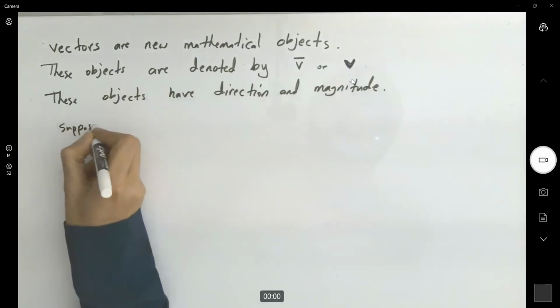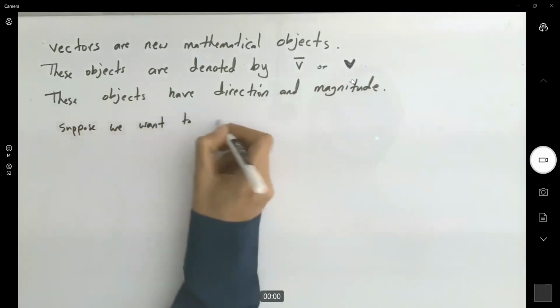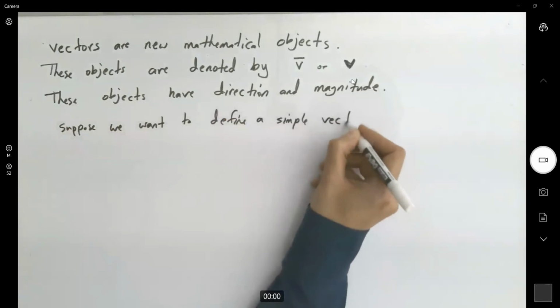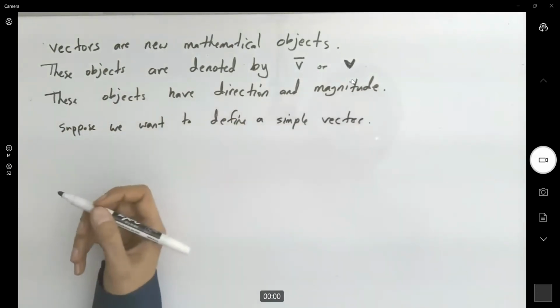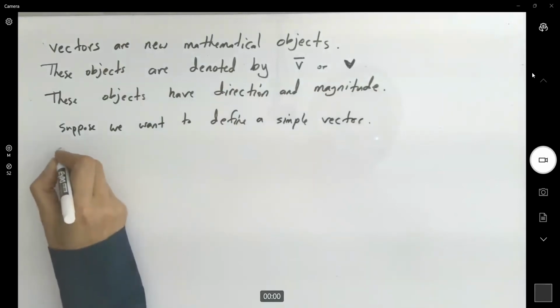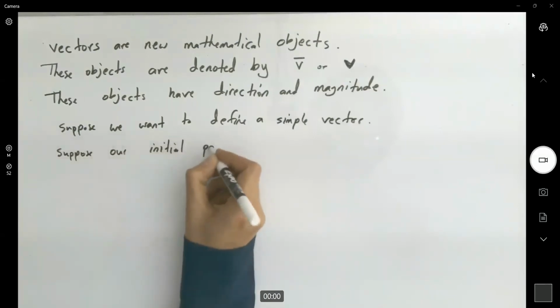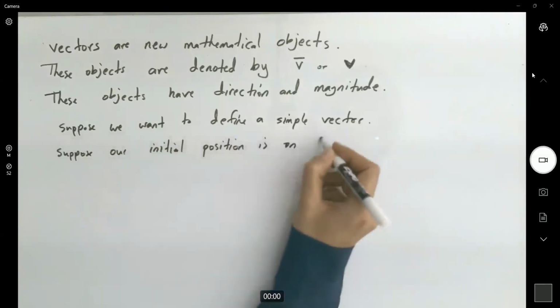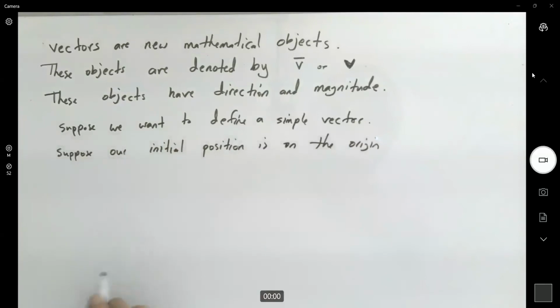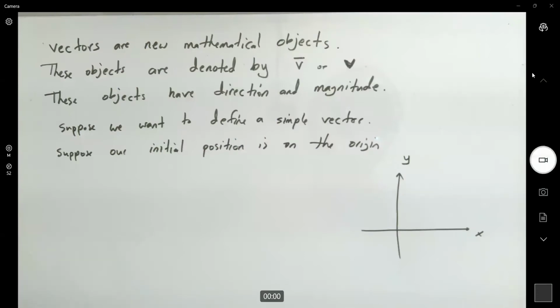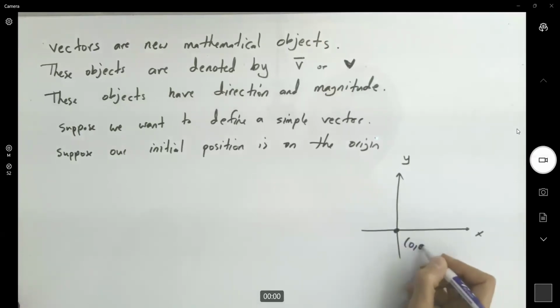So suppose we want to define a simple vector. What are we going to do? We're going to start from the origin. Suppose our initial position is on the origin. Okay, so what do I mean by that? This is your xy plane, x-axis, y-axis, and this is the origin, 0 and 0, or O.